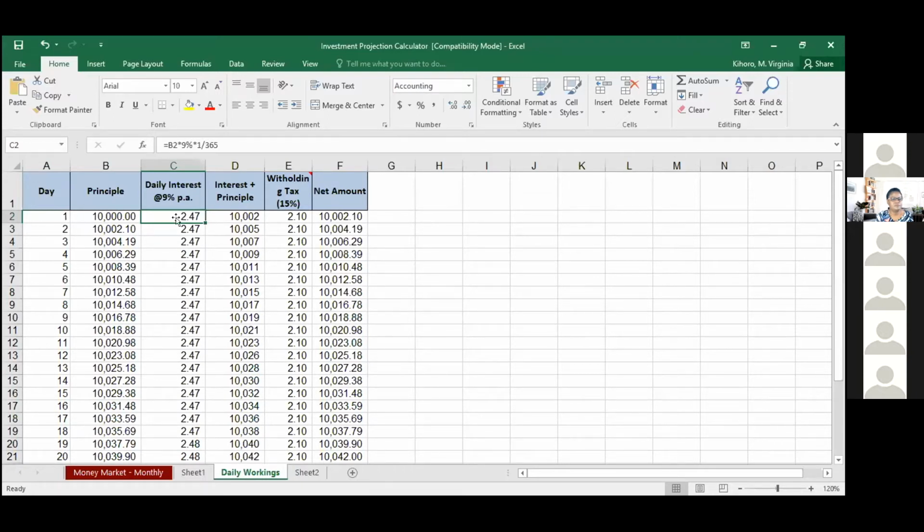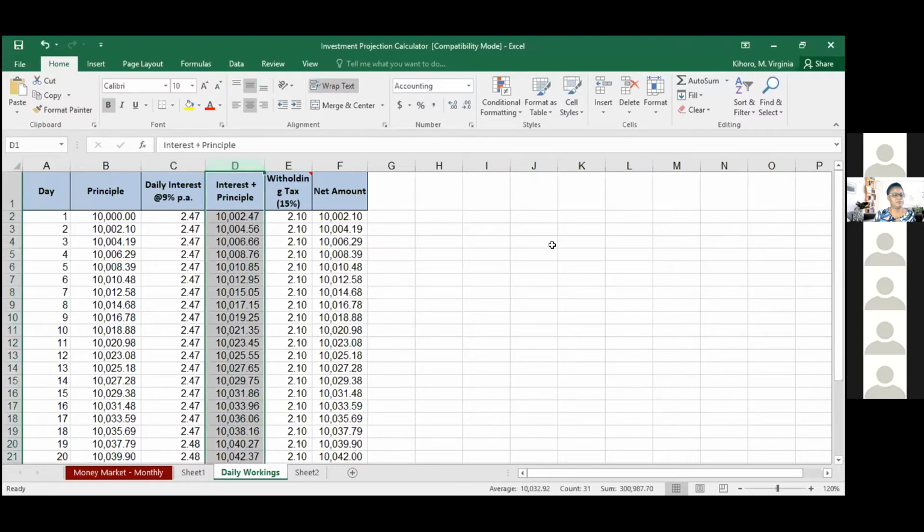But like I said, we can work with a safe average of between 8 to 9%. So assuming the interest today is 9%, for argument's sake, you will earn an interest of 2 shillings and 47 cents. And then the interest and the principal for today will be 10,002 shillings and 47 cents.